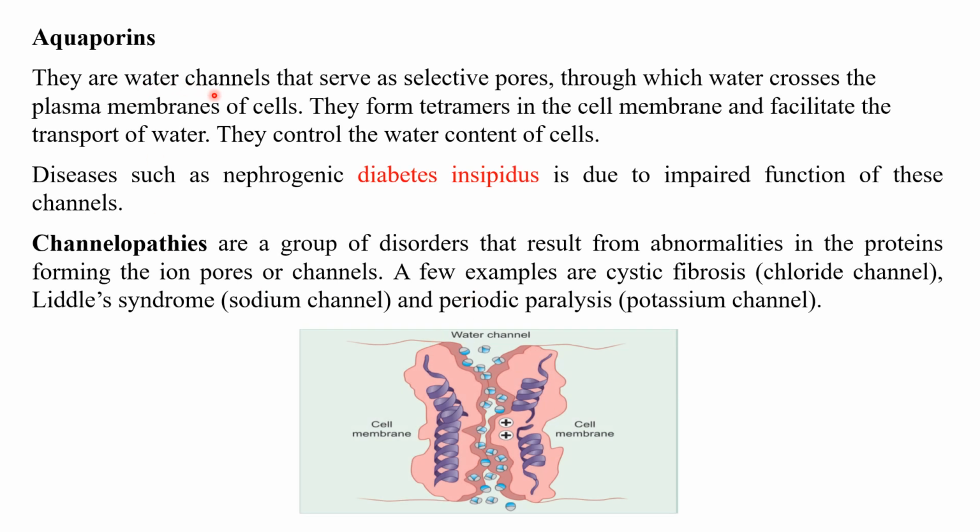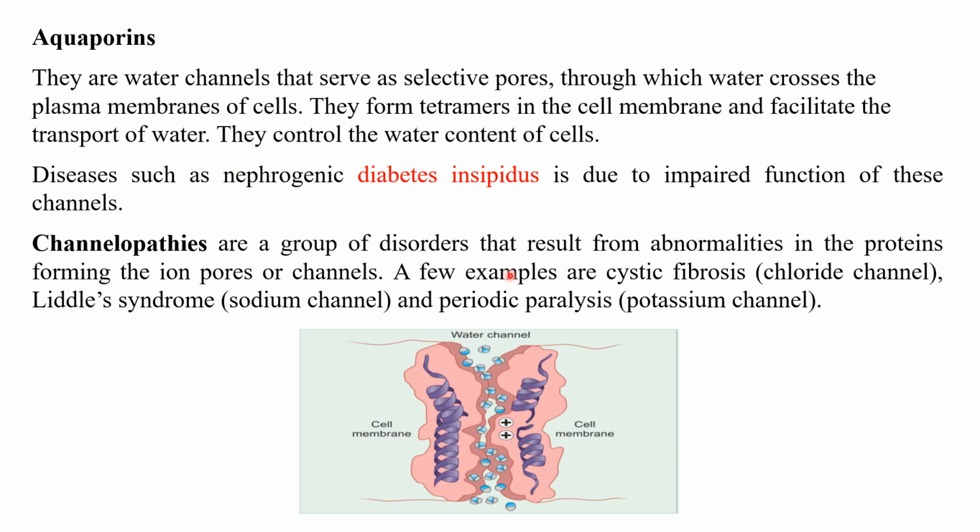Aquaporins are water channels that serve as selective pores through which water crosses the plasma membrane of the cells. They form tetramers in the cell membrane and facilitate the transportation of water. They actually control the water content of the cell. Diseases like nephrogenic diabetes insipidus are due to the impaired function of these channels.